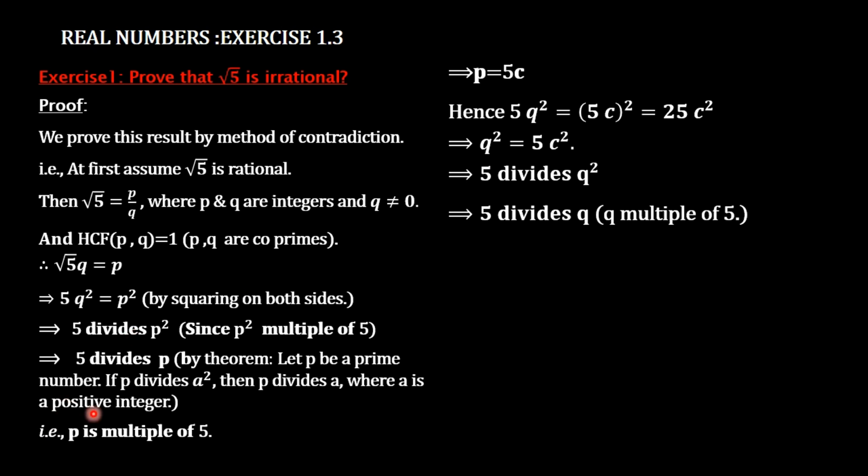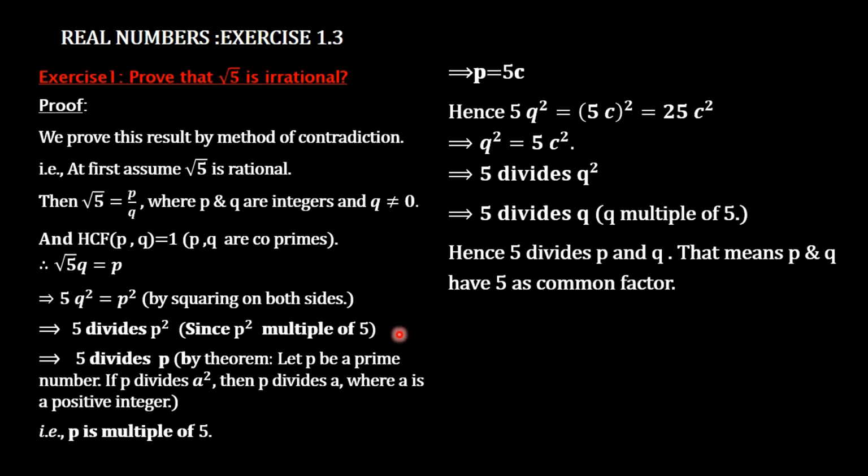Which is a contradiction to the fact that HCF of p and q is 1. That is, p and q have another common factor, which is 5. If 5 divides p and 5 divides q, then p and q have a common factor 5. What is our assumption? What is our definition here? HCF of p comma q equals 1. But here we got the highest common factor is 5, which is a contradiction to the fact that HCF of p comma q equals 1. It can be 5 or more than 5.